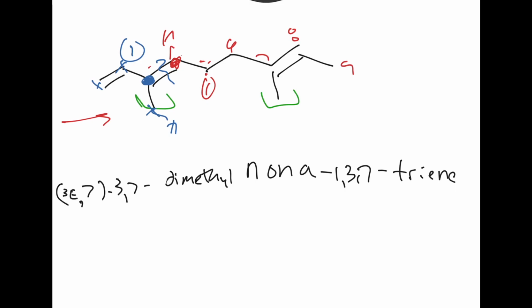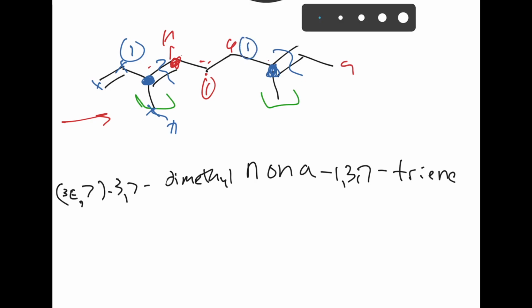Then we do the same thing for the double bond on carbon 7. Break it in half. This has high priority. That has high priority. Again, they're on opposite sides. So that's E again. So this is (3E,7E)-3,7-dimethylnona-1,3,7-triene. Rolls off the tongue.